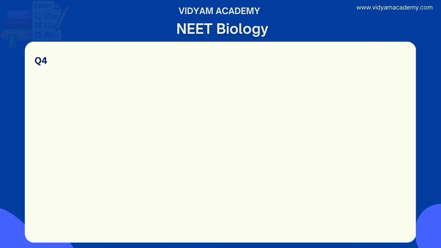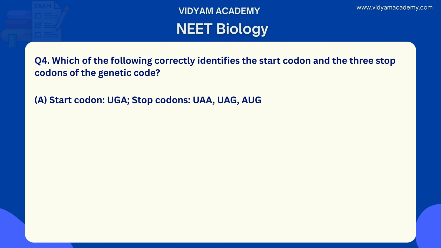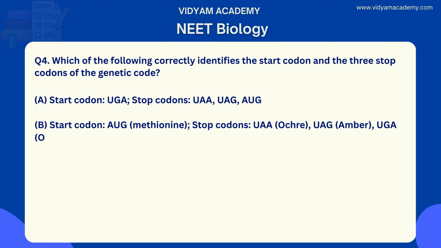Next, question number 4. Which of the following correctly identifies the start codon and 3 stop codons of the genetic code? Option A, start codon UGA, stop codons UAA, UAG and AUG. Option B, start codon AUG, methionine, and stop codons UAA ochre, UAG amber, UGA opal.